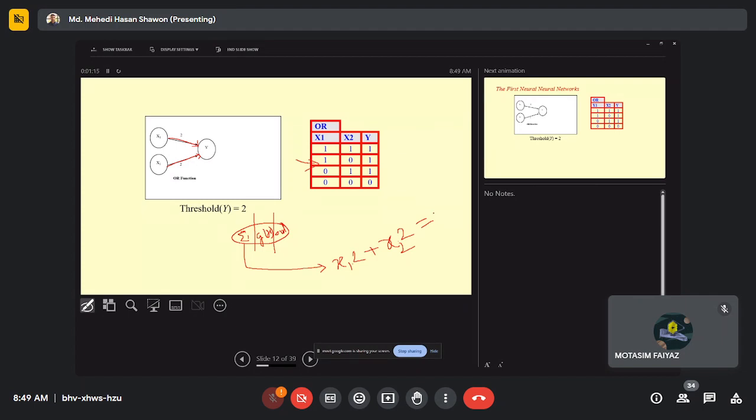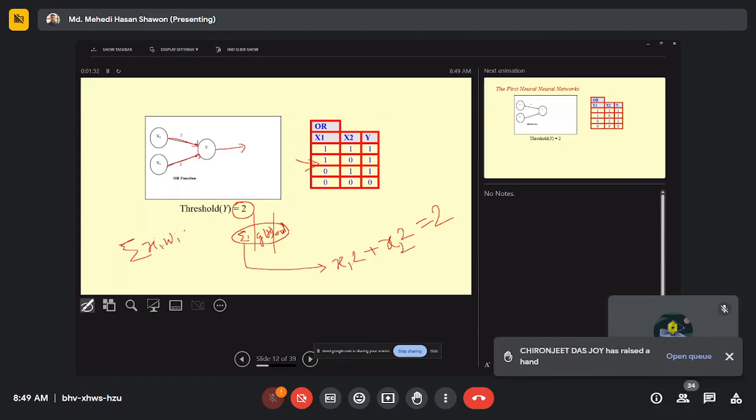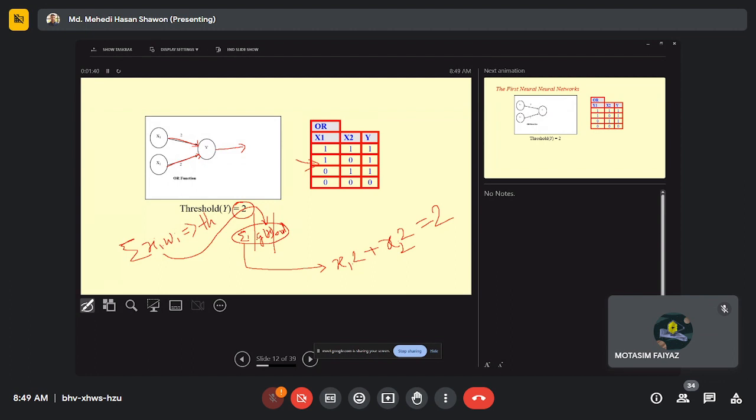So does it match with your threshold? If the function has to ignite, you have to match. I mean, it's something like that. The summation of xi, yi is supposed to be equal to or greater than the threshold. So it is checking in this function.